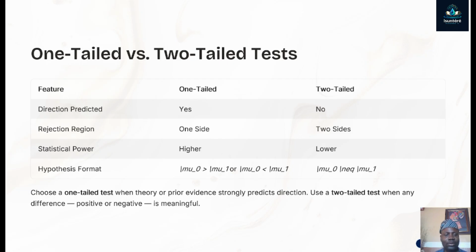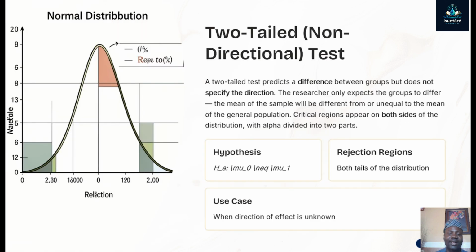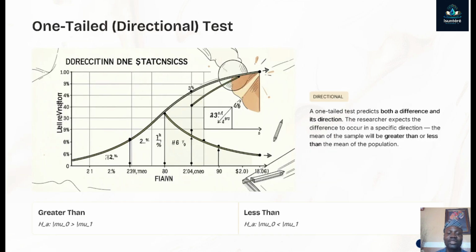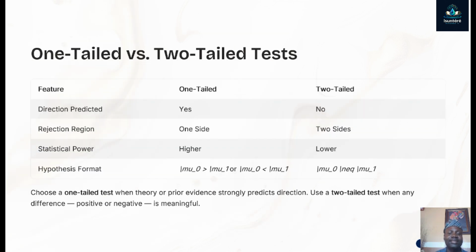When it is a one-tailed test, the direction is predicted in one tail, yes, but in two tail, no direction is predicted. The rejection region in one tail is one side, and in two tail is two sides. I had already shown us the graph. The statistical power in one tail is higher, while the two tails is lower.